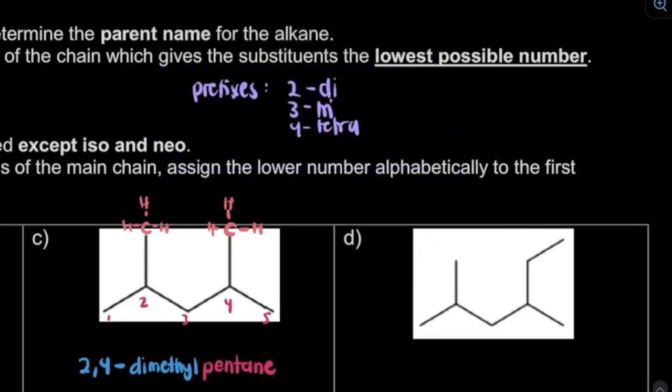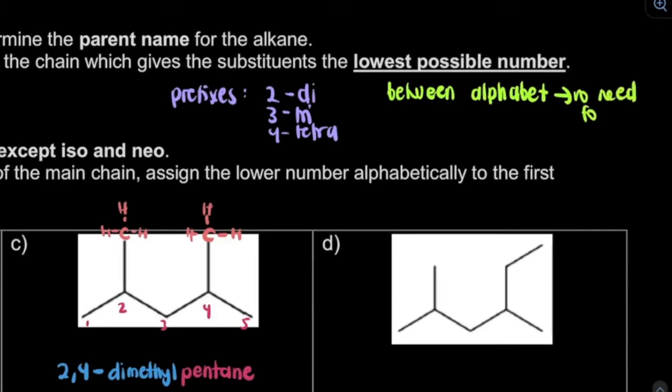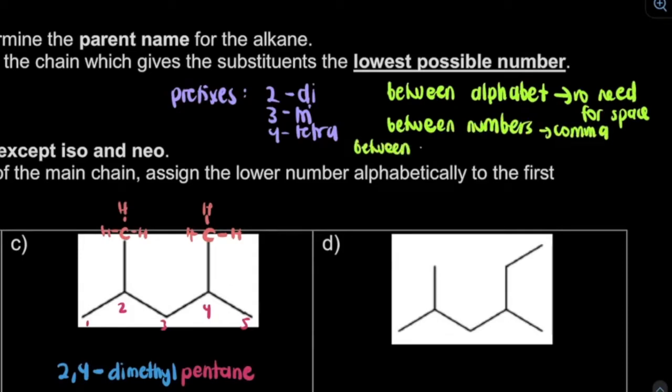Okay, so kenapa naming dia macam ni? Okay, so contohnya kalau between alphabet ataupun between letters tu, kita tak akan buat any space lah, no need for space, kita akan tulis rapat. Tapi kalau between the numbers, so contohnya kita ada 2 nombor yang berturut kan, we're gonna use comma. Okay, lepas tu kalau contohnya between number and alphabet, we're gonna use our dash.